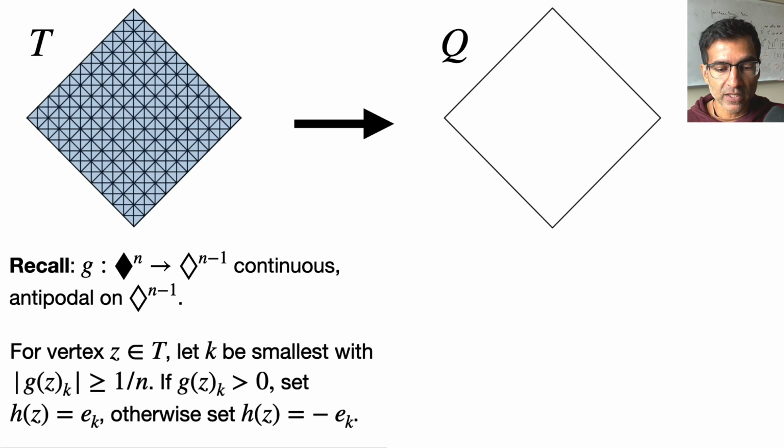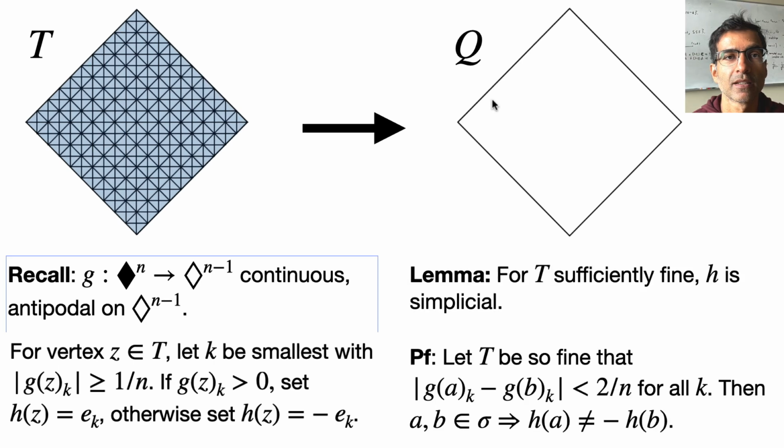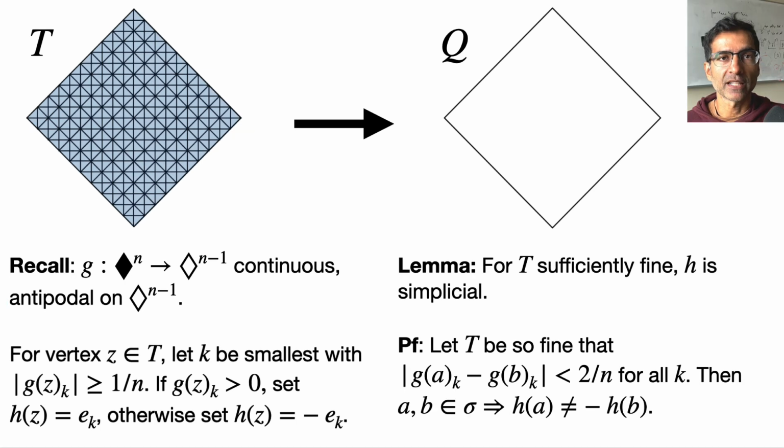And here's how that works. For every vertex z in T, let k be the smallest coordinate such that the kth coordinate of g of z is bigger than 1 over n. And if this coordinate is positive, we'll set h of z to be Ek. Otherwise, we'll set it to be minus Ek. Now h is well defined because since g of z has L1 norm exactly 1, there must be at least one coordinate of g of z that has magnitude at least 1 over n. So that's the definition of h.